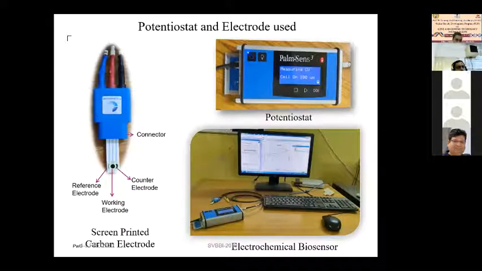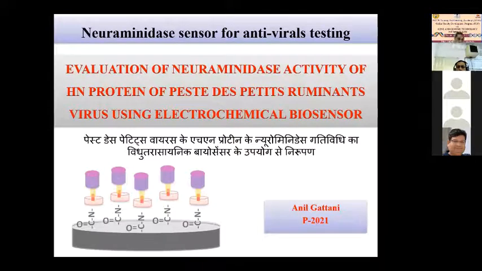Now we come to the work of Anil Gattani, who is the coordinator of this program. This is the work on the electrochemical sensor that we have done. This is a small PalmSens device connected to your desktop or laptop computer, and these are the electrodes that we have used. We have used 300, 400 electrodes for the development of this neuraminidase sensor. Next, please.